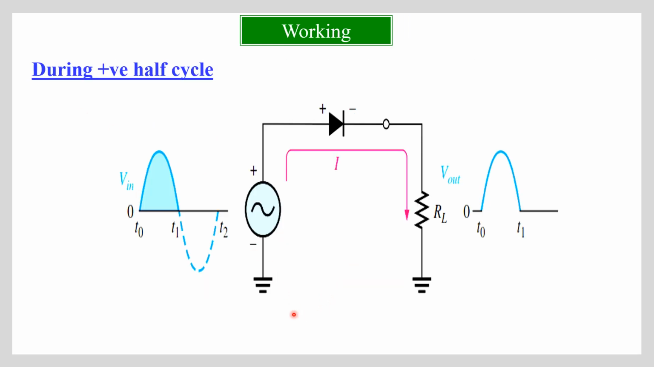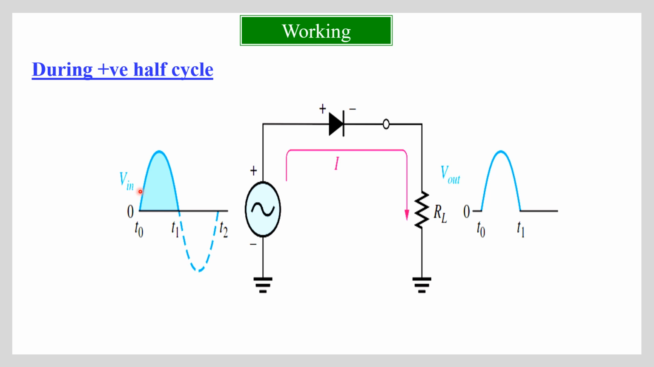All the ground symbols represent the same electrical point, so they are at 0 volts. Let us examine what happens during one cycle of the input using an ideal diode.